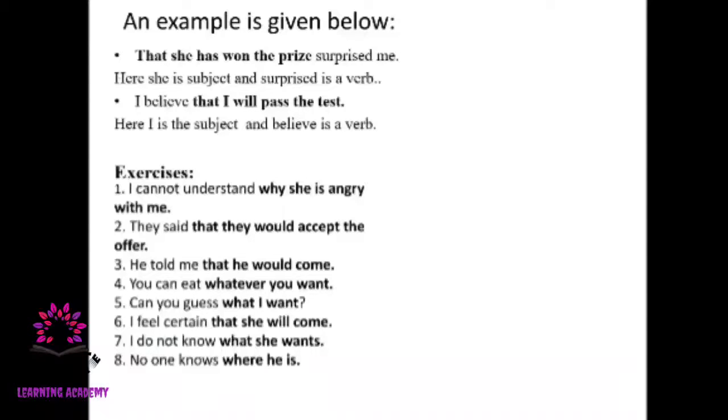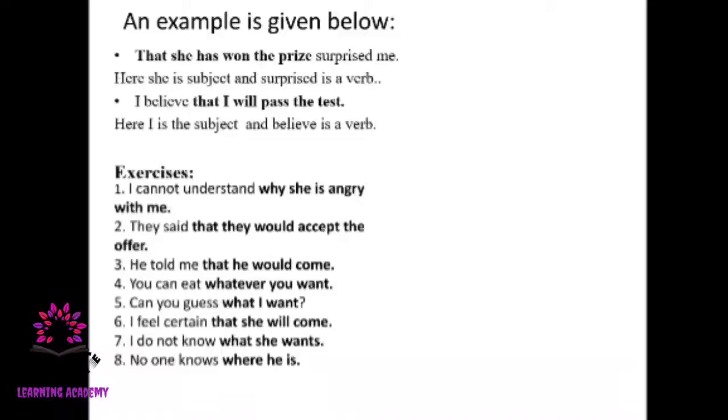So, what I want is a noun clause. In this, you can find, right, subject and the verb. What I is a subject, want is a verb. I feel certain that she will come. See, that she will come. You find a subject. She is a subject. Come is a verb. I do not know what she wants. She is a subject. Wants is a verb.